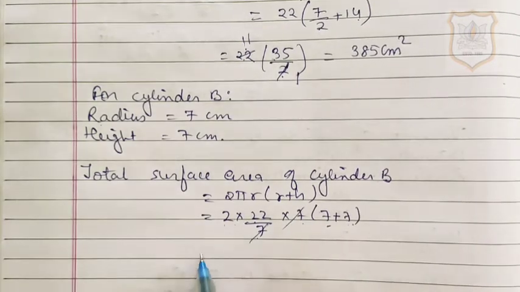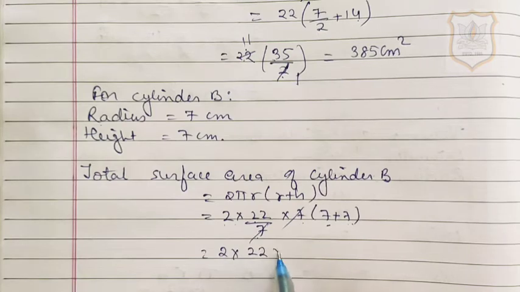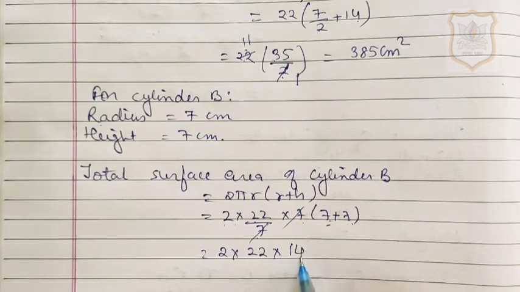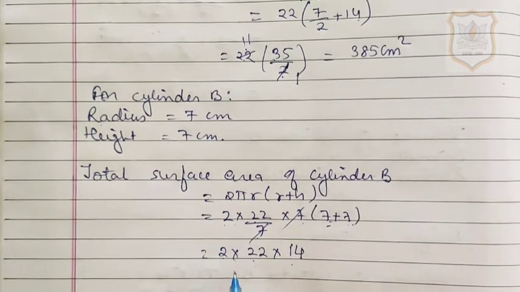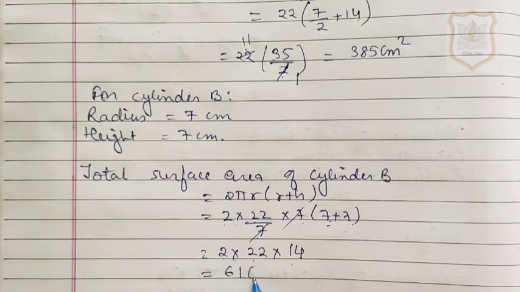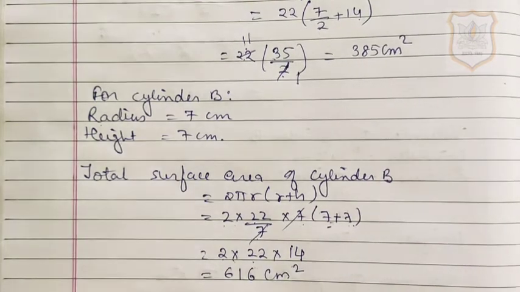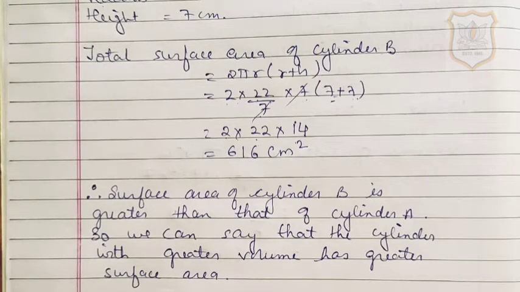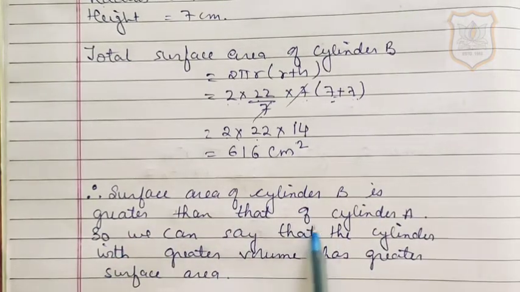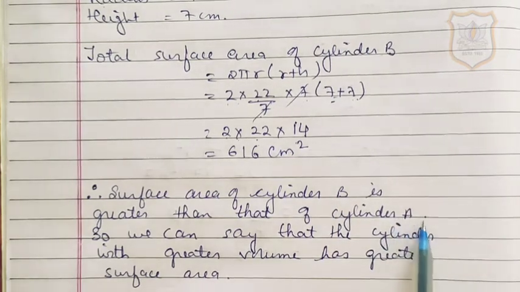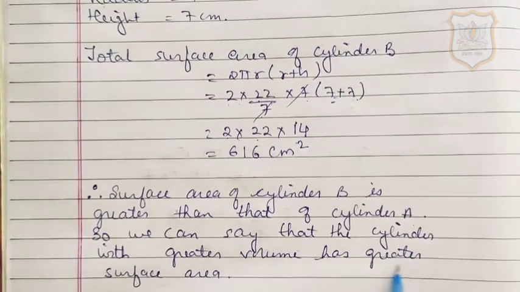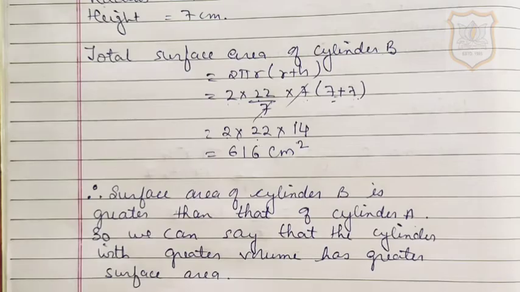This 7 and this 7 we will cut now. So 2 into 22 into 7 plus 7 will be 14. Therefore 2 multiplied by 22 will be 44. 44 multiplied by 14 will be 616 centimeter square. So students, the total surface area of cylinder B was 616 centimeter square. Therefore surface area of cylinder B is greater than that of cylinder A, as the surface area of cylinder B is 616 centimeter square and surface area of cylinder A was 385 centimeter square. So we can say that the cylinder with the greater volume has also the greater surface area.